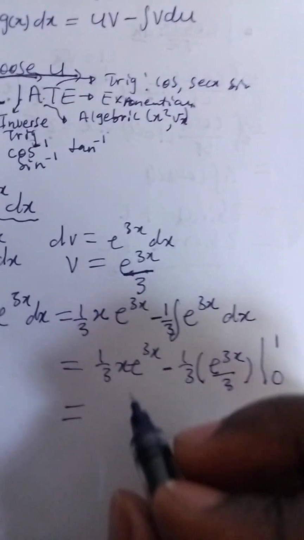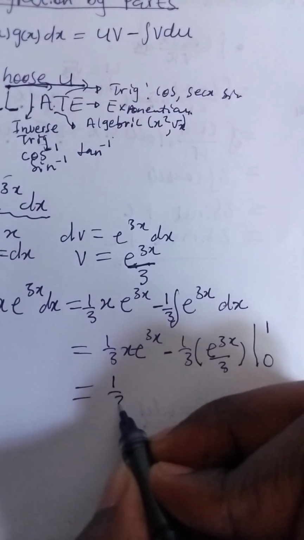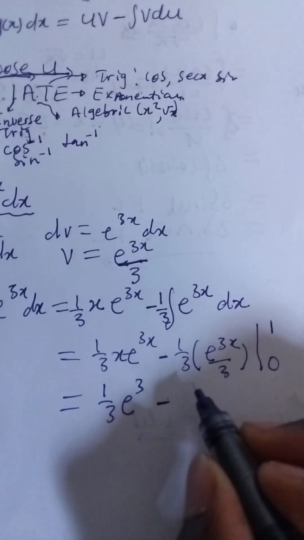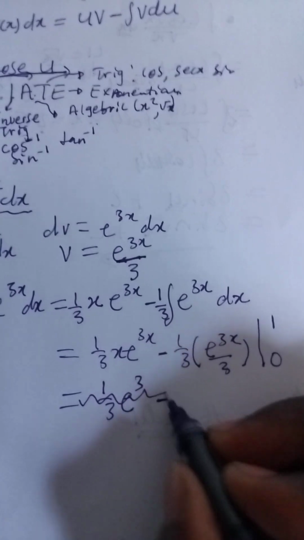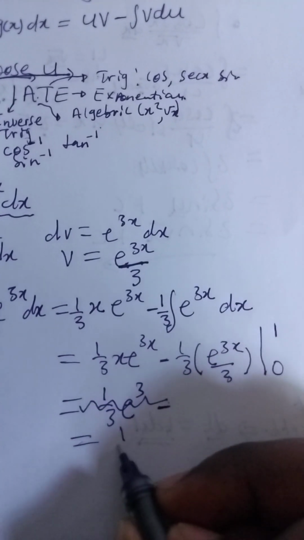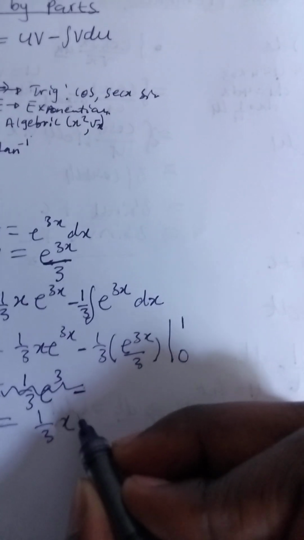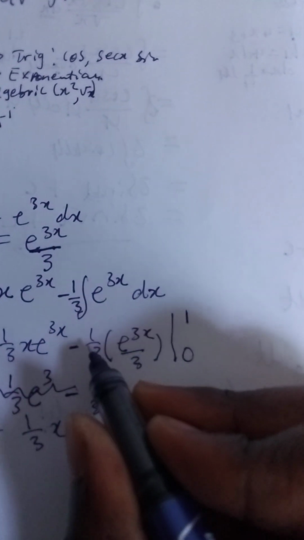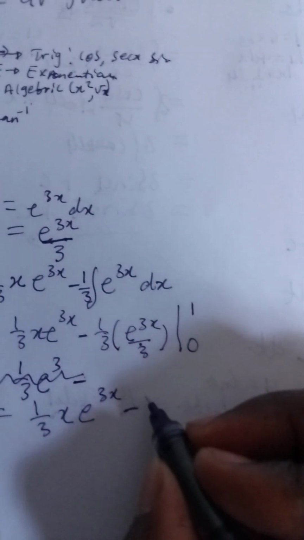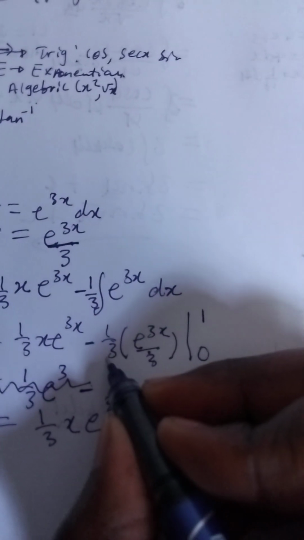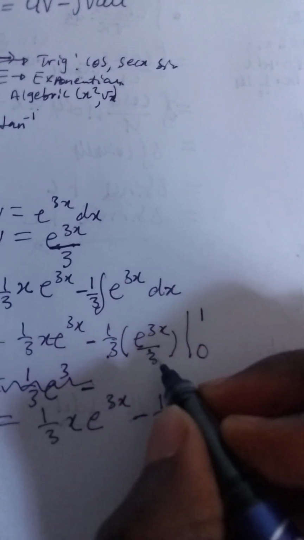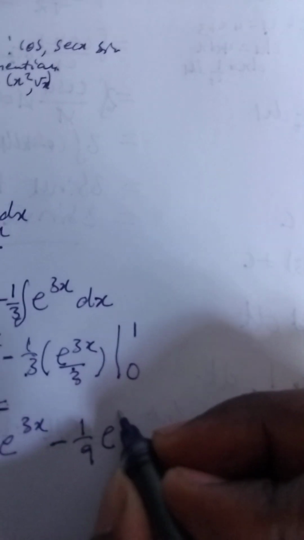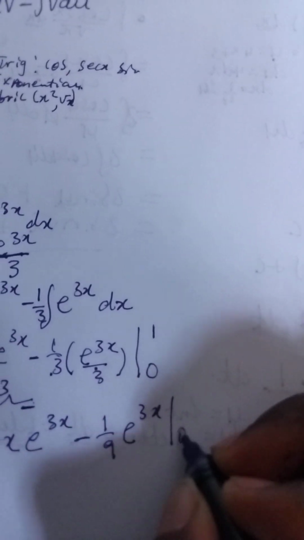So if I sub 1, what do I get? I get 1 all over 3 e to the power 3 minus, okay, sorry about that, I rushed the thing. So it's basically 1 all over 3 x times e to the power 3x minus, if I simplify this first, this is basically 1 all over 9, because 1 third times 1 third, of e to the power 3x. Okay, so then here I have e to the power 3x from 0 to 1.